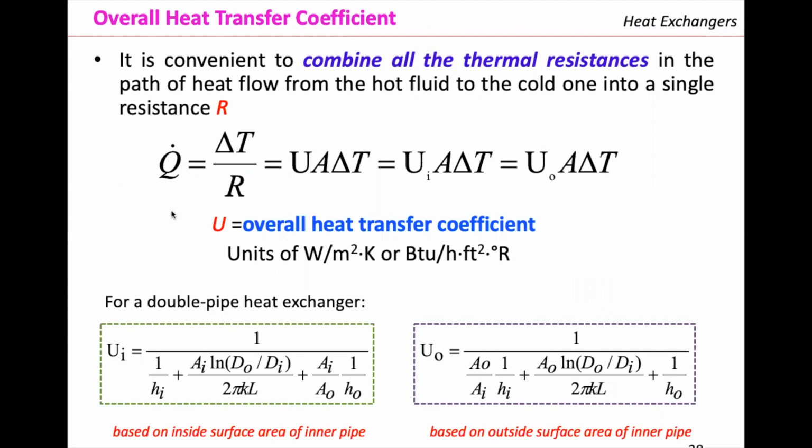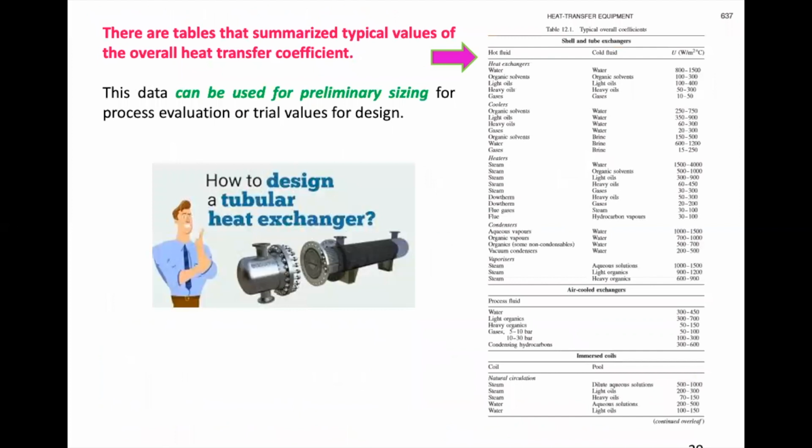And we rewrite our heat transfer equation in terms of this overall heat transfer coefficient, in a similar way to Newton's cooling law, because the heat transfer rate is the overall heat transfer coefficient times the area multiplied by delta T, that is our temperature difference, right? So we went through this equation. And we said that we can calculate the overall heat transfer coefficient based on the inside surface area of the inner pipe and based on the outside surface area of the inner pipe, right? And you already know these equations. We went through them. So I'm just recalling.